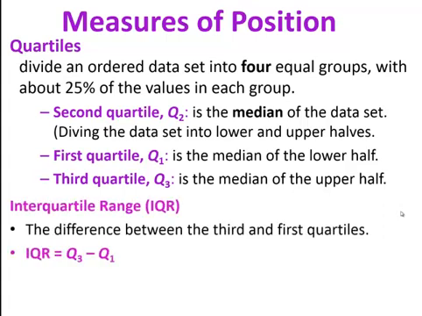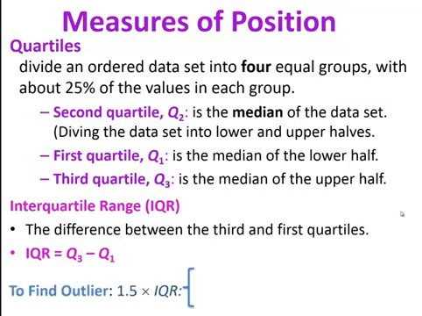The interquartile range is the difference between the third and the first quartile. So once you've found the third and the first quartile, you can find your interquartile range. You'll take the third quartile minus the first quartile, and you'll have your interquartile range.